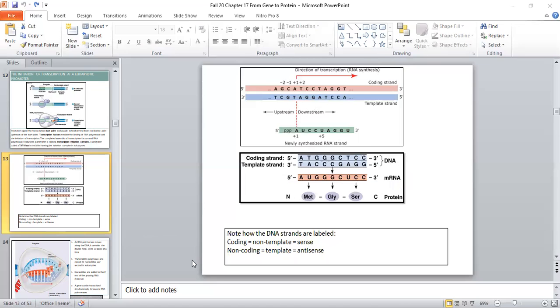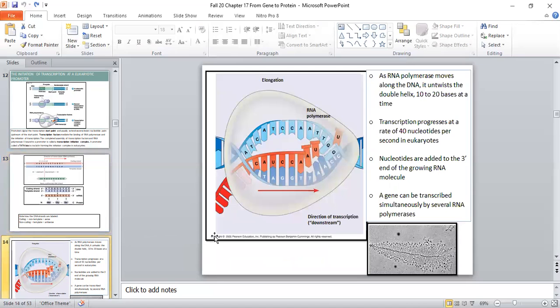Okay, next is this slide. Now, the same thing is happening. Reading: as RNA polymerase moves along the DNA, it unwinds or untwists the double helix. Actually, it is not untwisting. For untwisting, what is used? DNA helicase is responsible for uncoiling or untwisting. But anyway, we have to go with this because they are using a generalized term.